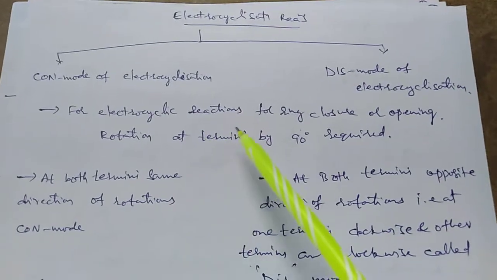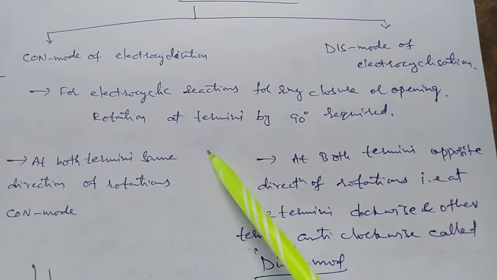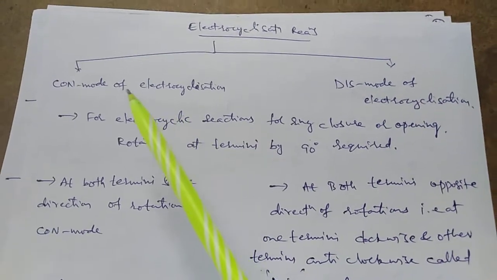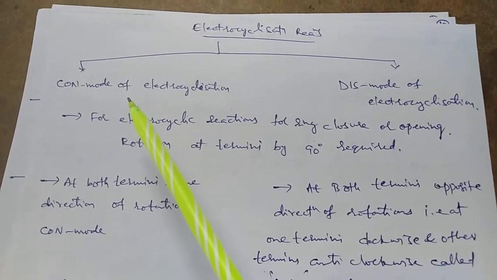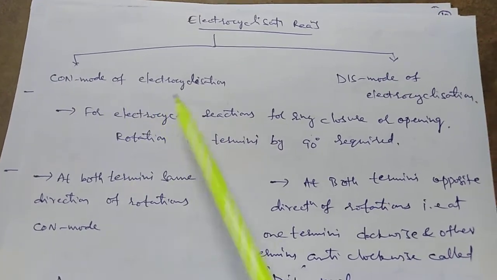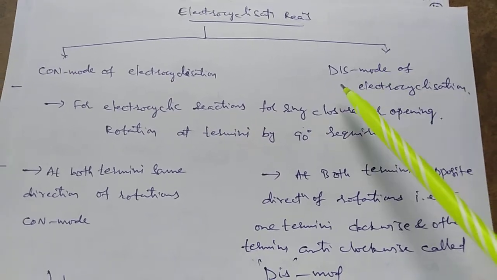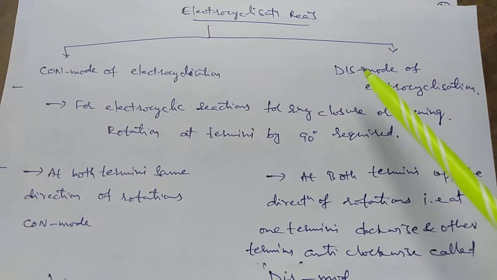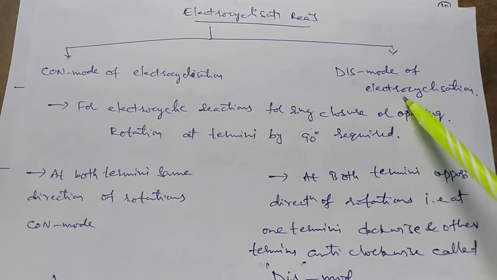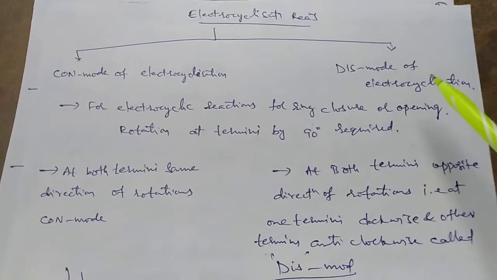For electrocyclic reactions, for ring closure or opening, rotation at the termini by 90 degrees is required. If both orbitals at the termini rotate in clockwise direction or anti-clockwise direction, it is called con mode of electrocyclization. If at the termini one is clockwise direction and another is anti-clockwise direction, this mode is called dis mode of electrocyclization reaction.